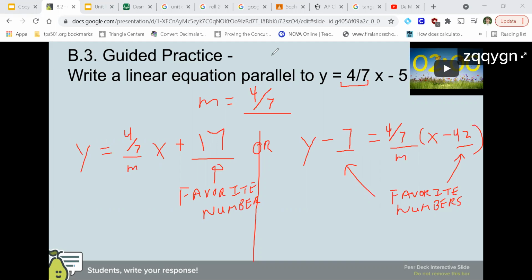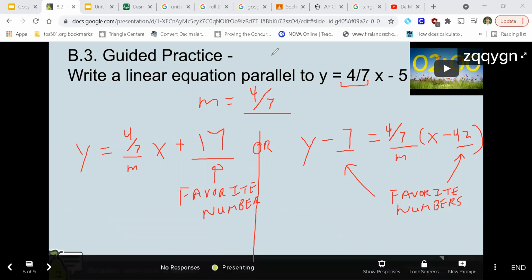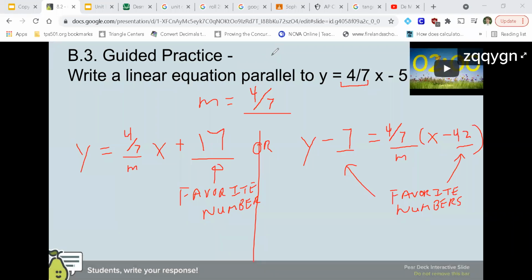42 is the answer to everything, according to The Hitchhiker's Guide to the Galaxy by Douglas Adams. This is a really funny book.